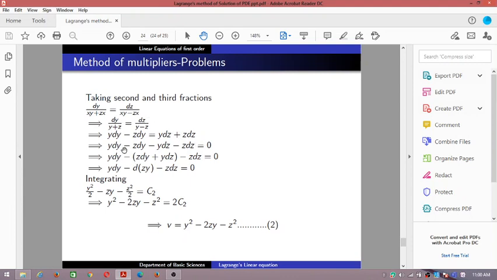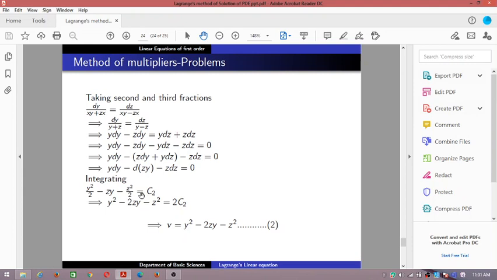Now we can integrate y dy directly, no problem. We can integrate z dz also directly, no problem. But here we have z dy and y dz. If we take minus outside, we can write this term as z dy plus y dz, which is the derivative of zy. If we differentiate z into y, we will get the first function into the derivative of the second, that is z into dy, plus the second function, that is y into the derivative of z, that is y dz. So z dy plus y dz can be written as the derivative of zy.